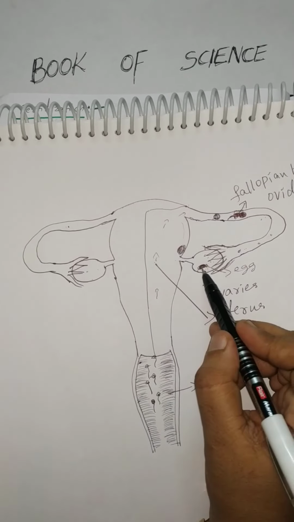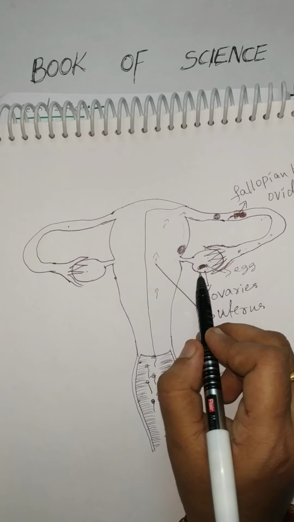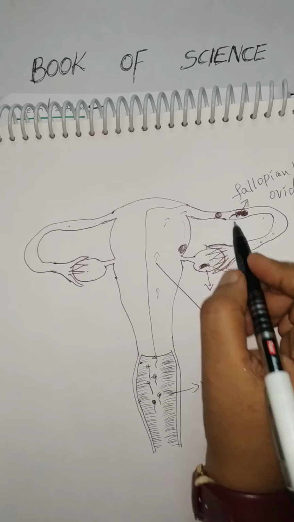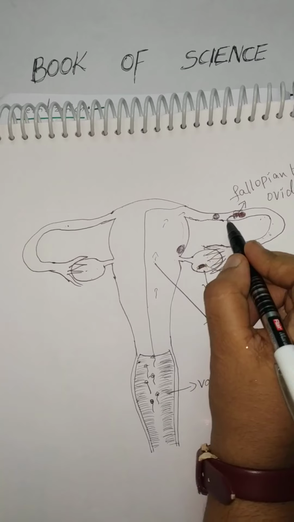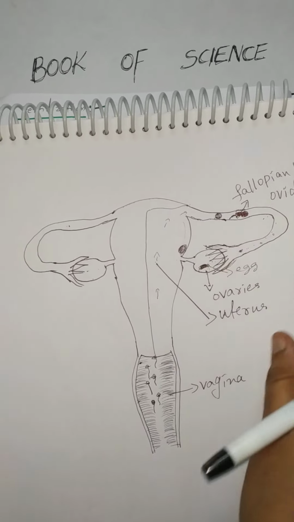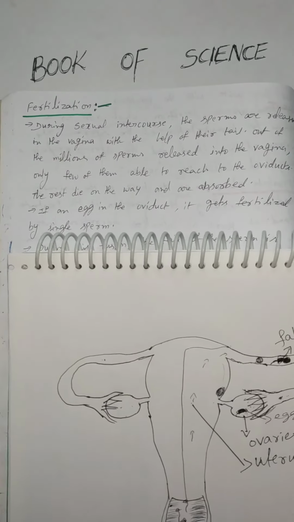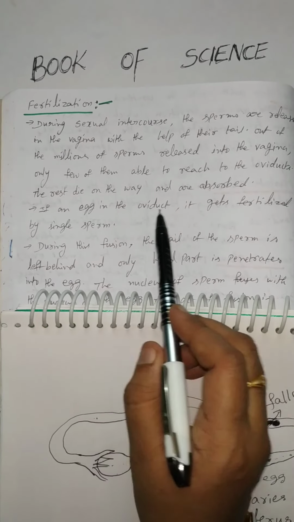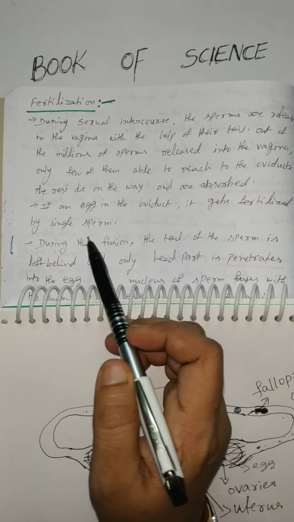The egg is released in the ovary. Only one egg is released in the ovary for 1 month. After the egg travels in the oviduct, whenever the sperm enters and penetrates into the egg, all the remaining sperms die. If an egg is in the oviduct, it gets fertilized by a single sperm.